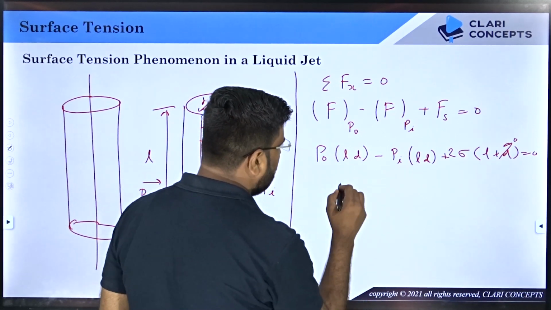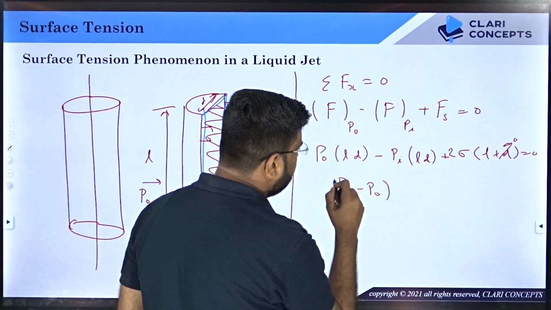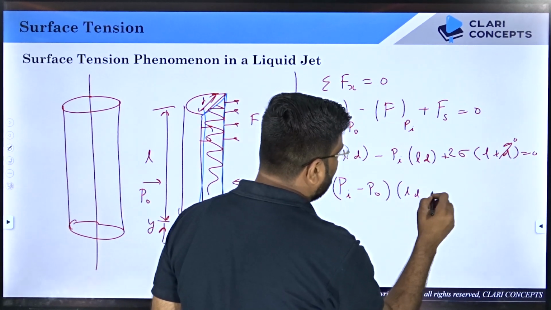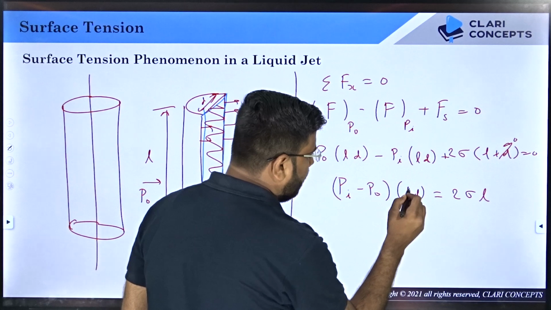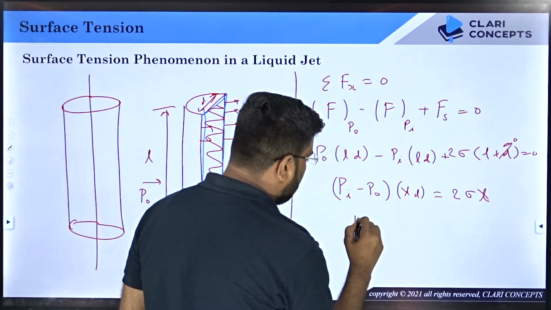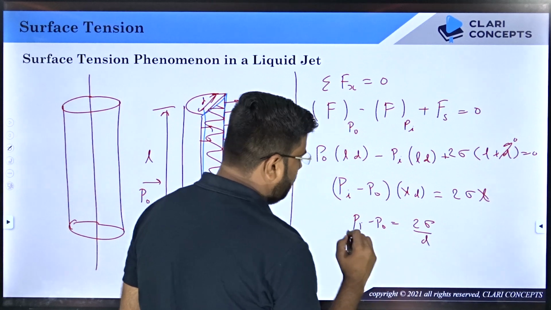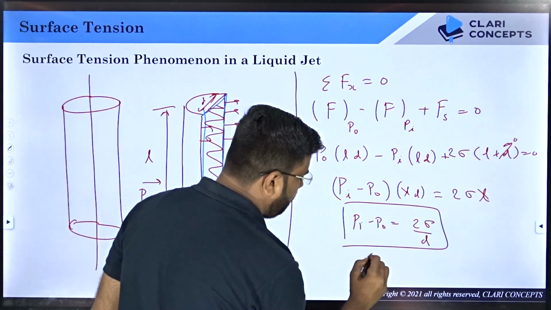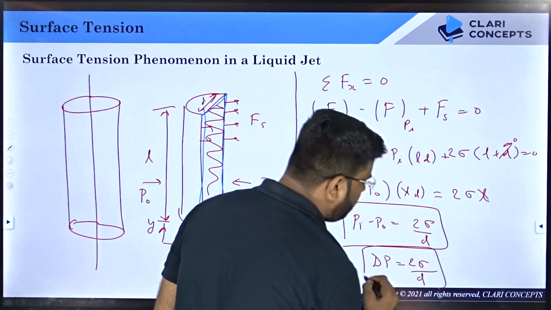So you can take both of these on the right hand side, and you will get (Pi minus PO) into LD. LD will be common, equals 2 sigma times L, and L will get cancelled. So Pi minus PO will be 2 times sigma by D. Or you can just say delta P will be equal to 2 times sigma by D. Clear? So this is the difference in the pressure.